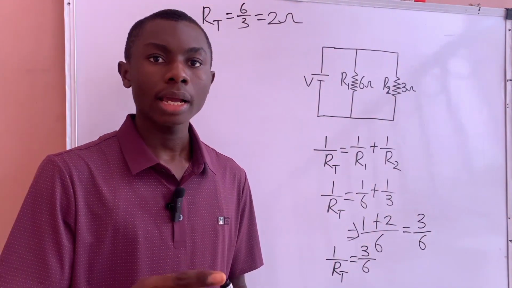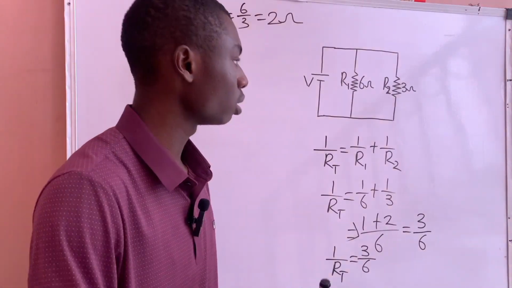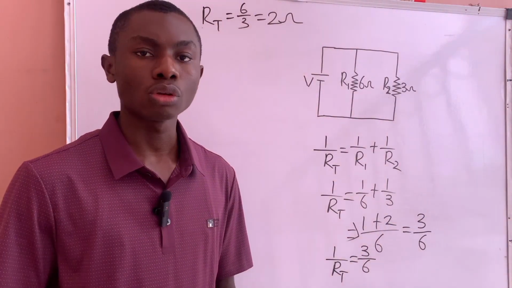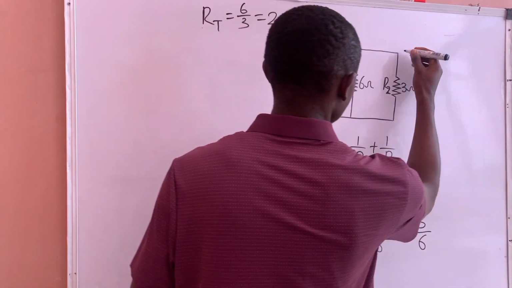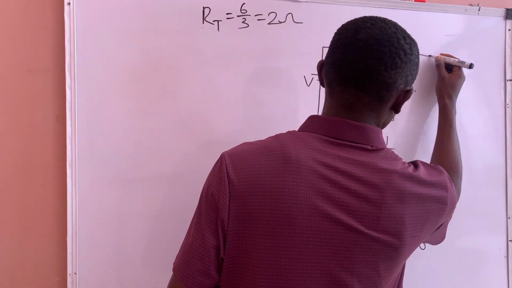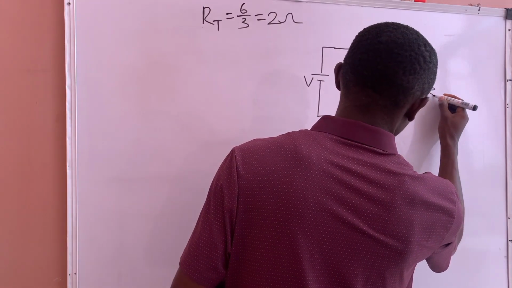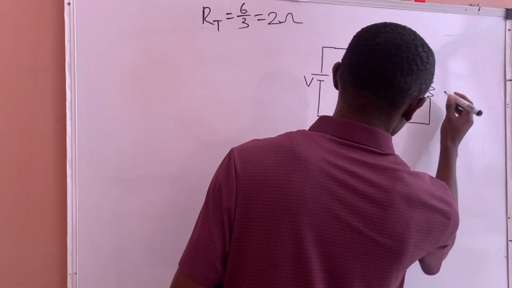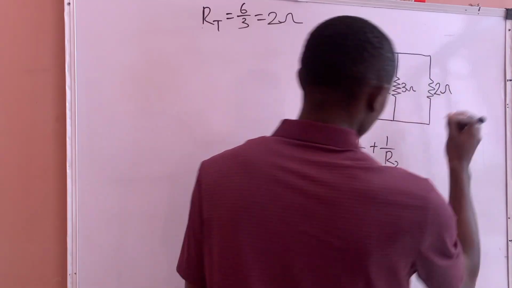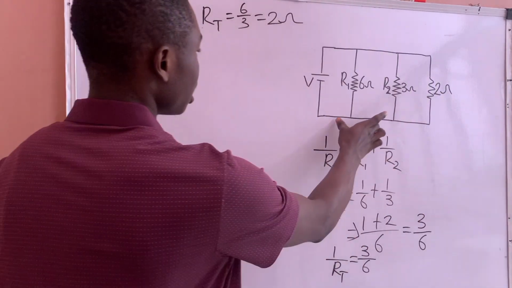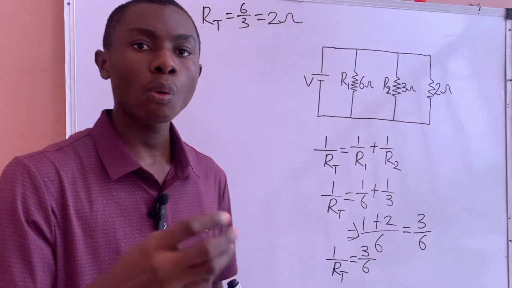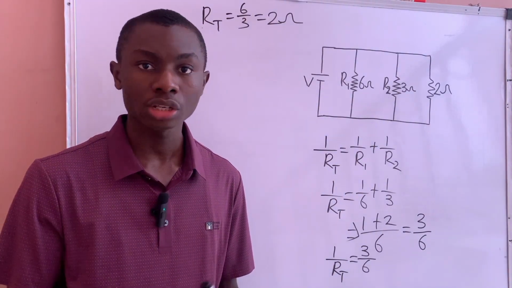So when another resistor is added to the circuit, what happens to the total resistance? Let us add a third resistor to the network. So it will be like this. Let us call it 2 ohms. When 2 ohms is added to this parallel network, how will the total resistance behave?